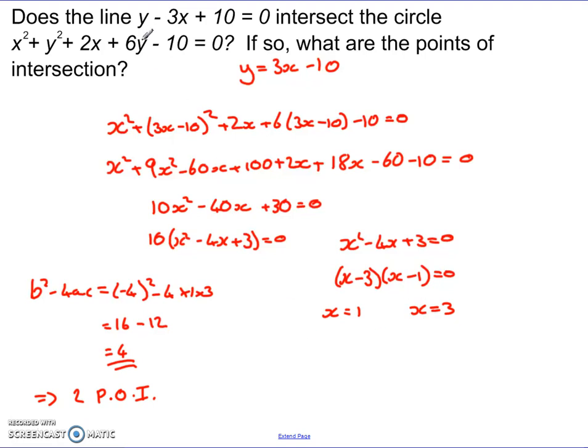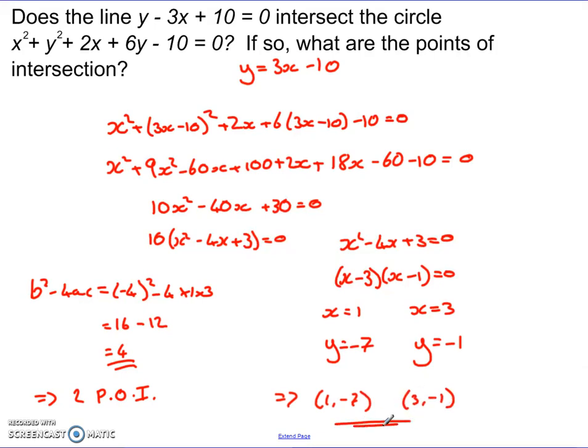To get the y, I substitute it back into here. So if x is equal to 1, it's easier to put it in this one. 3 ones, take away 10, so 3 minus 10 gives me negative 7. And if I've got x equal to 3, 3 3s are 9, 9 minus 10, that's negative 1. So my 2 points of intersection are (1, -7) and (3, -1).